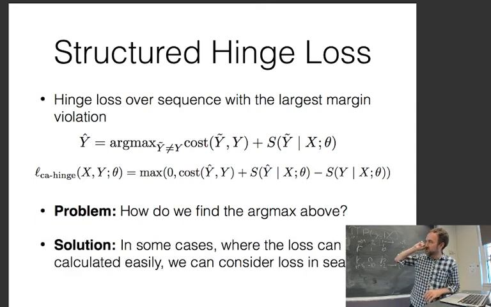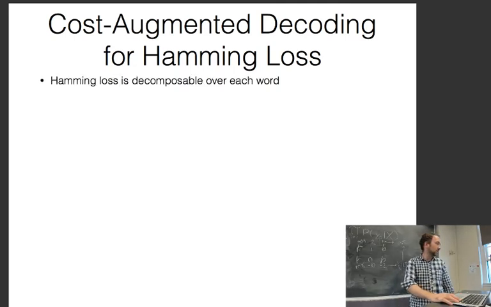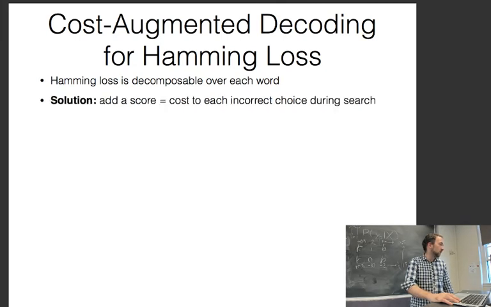It's not entirely trivial when we calculate this cost, but in some cases we're able to consider this cost when we search for the best hypothesis. And Hamming loss is one of those very lucky cases. The reason is that Hamming loss is decomposable over each word. So the solution is we basically add a score equal to the cost to each incorrect choice during search.